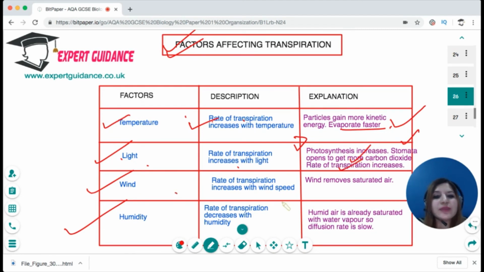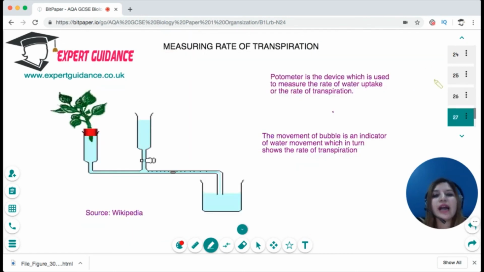Wind: as the wind speed increases, it moves away all the saturated air, increasing the concentration gradient of the water vapor, increasing the rate of transpiration. Humidity: the rate of transpiration decreases with humidity. Why? Because humidity will make the air saturated with water vapor, decreasing the concentration gradient, so the diffusion rate of water will slow down.